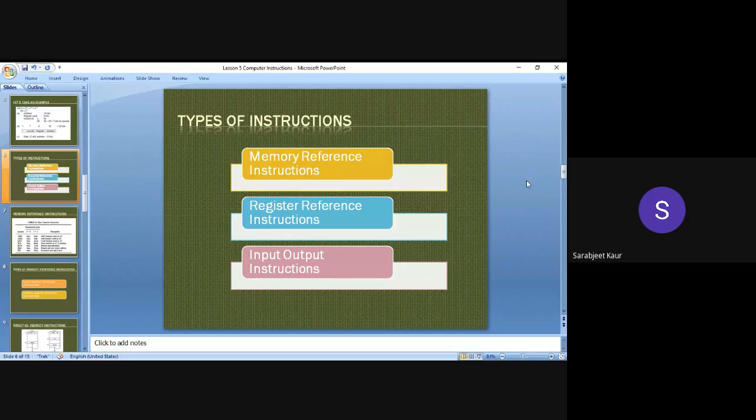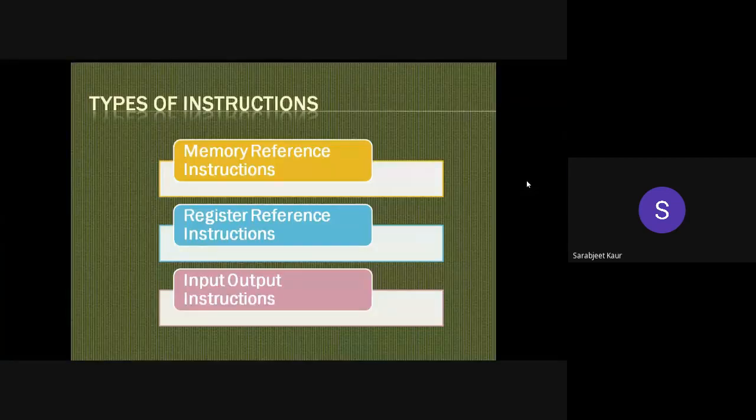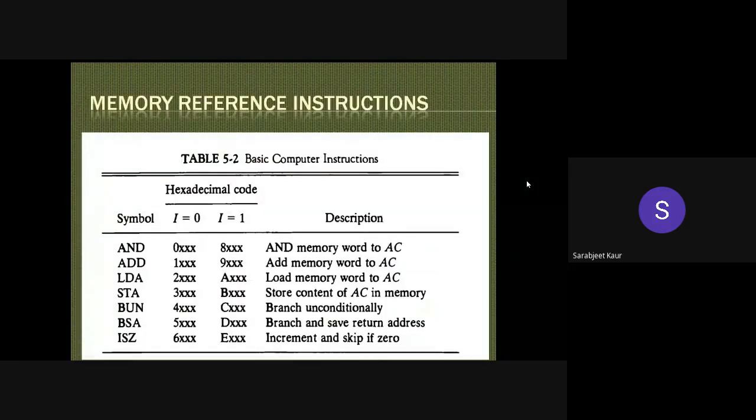Okay. Now, as their name suggests, the memory reference instructions generally are used when we need to fetch an operand from the memory. So when the operand on which a particular operation is to be performed is residing in the main memory, then the instruction that I use is called the memory reference instruction. Let us have a look at some of these memory reference instructions.